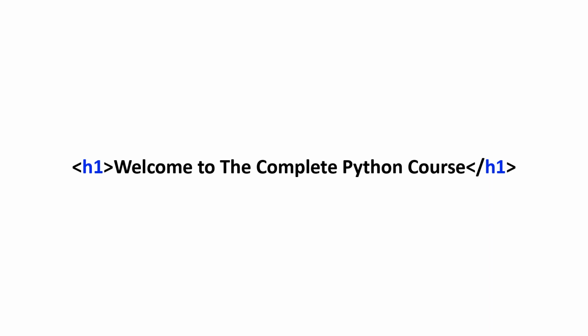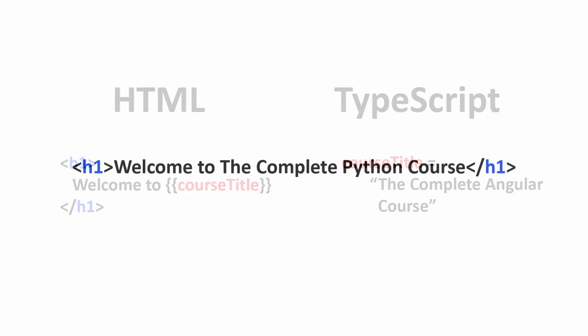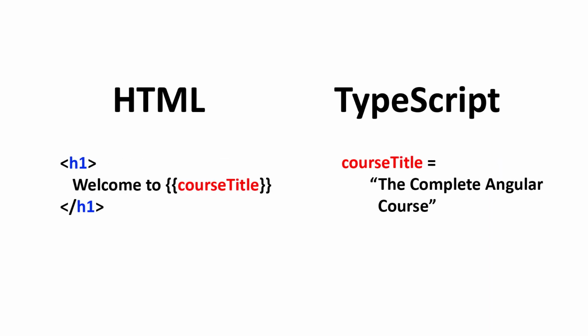Let's see the same example when we apply interpolation. We took the variable in the class and inserted it in the head element to replace a portion of the original text. This way, we can change the value of the variable to something else, and it will be displayed instead. To do interpolation, we use the double curly bracket syntax and place the expression inside.